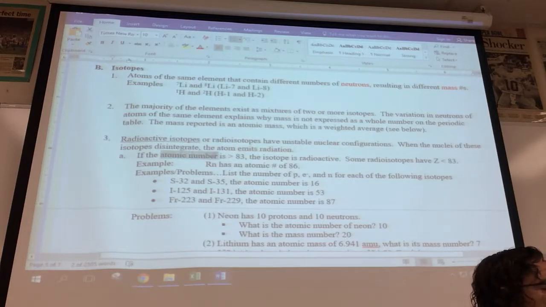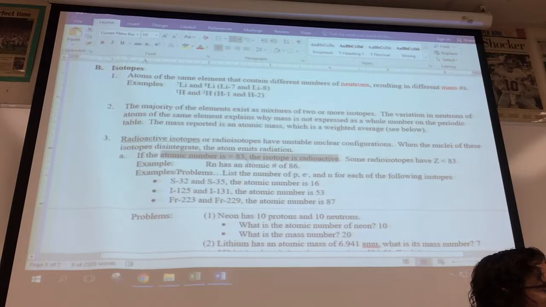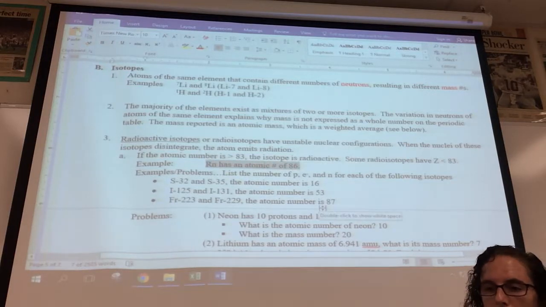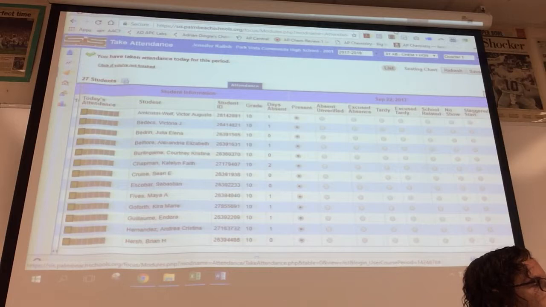If the atomic number is greater than 83, the isotope will be radioactive. Elements with atomic numbers greater than 83 have unstable nuclei. And we'll talk about why that is when we talk about nuclear chemistry later in the year. For example, radon has an atomic number of 86, so all isotopes of radon will be radioactive.